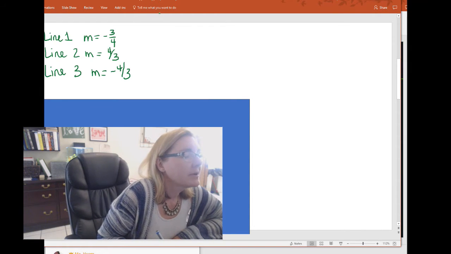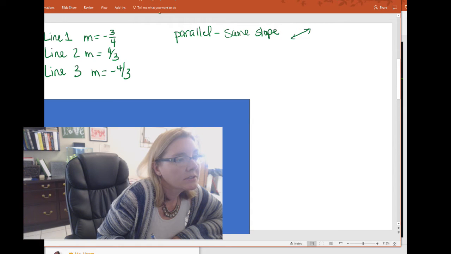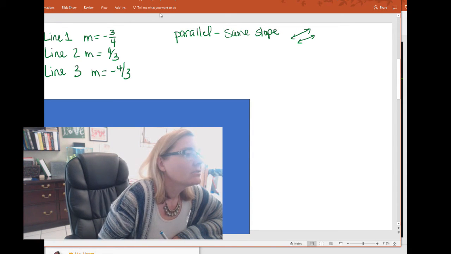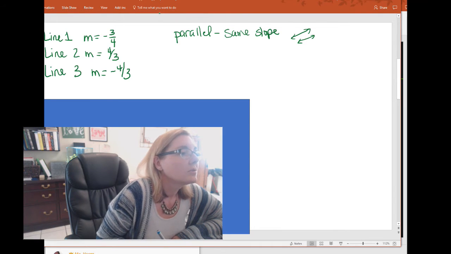So we have to remember that in order to determine if it's parallel, we need to see if the slopes are the same. Right? Because if the slopes are the same, the lines are going to run right next to each other and never bump into each other. We call that parallel. So, are any of these values equal? No, I don't see any pairs that are. So we're not going to get anything that's parallel.